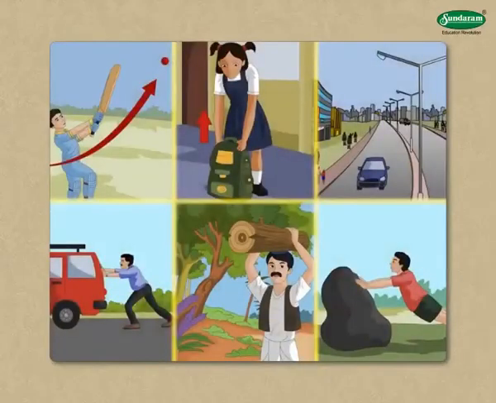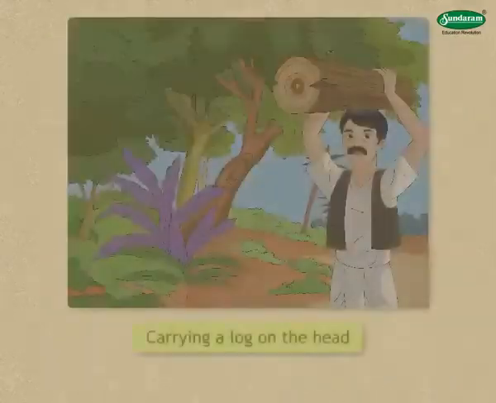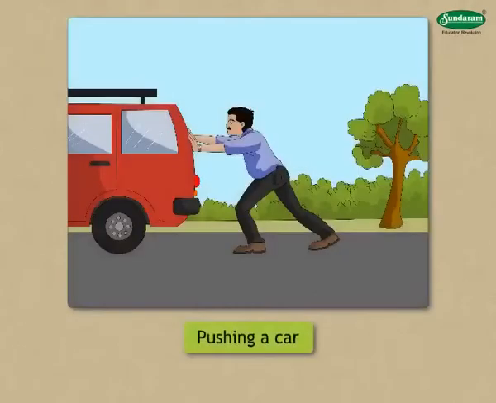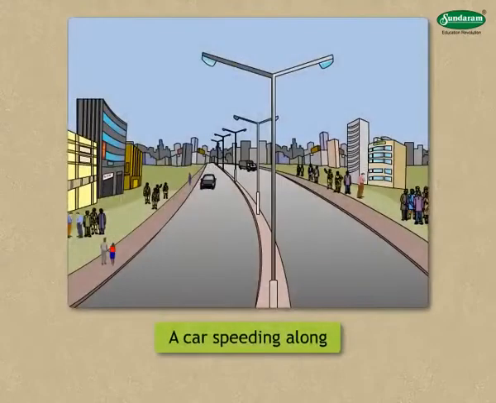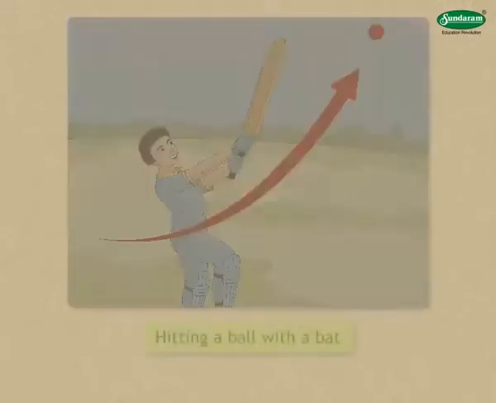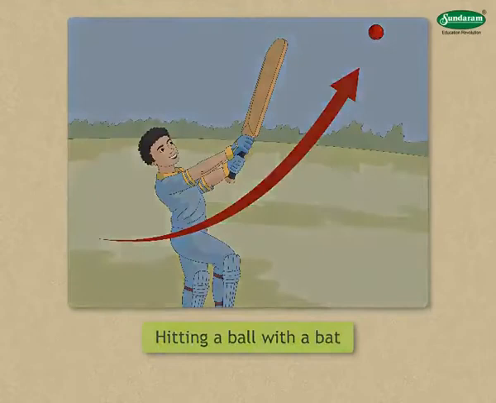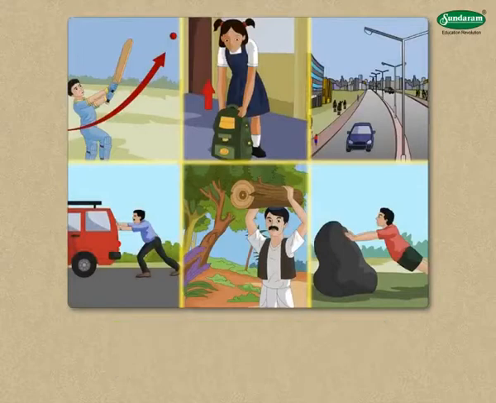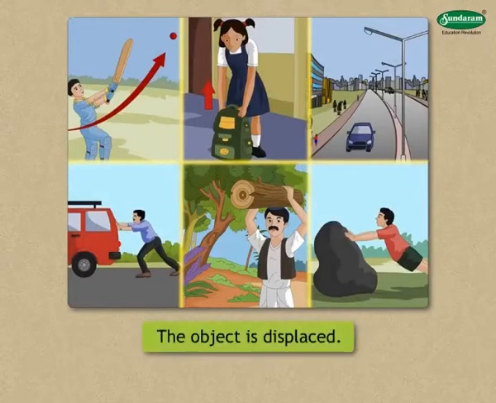In the above pictures, we see some actions taking place: carrying a log on the head, pushing a boulder, picking up a satchel, pushing a car speeding along, hitting a ball with a bat. In each of these actions, a force is applied to some object. The object is set in motion and moves from its original place. That is, the object is displaced.